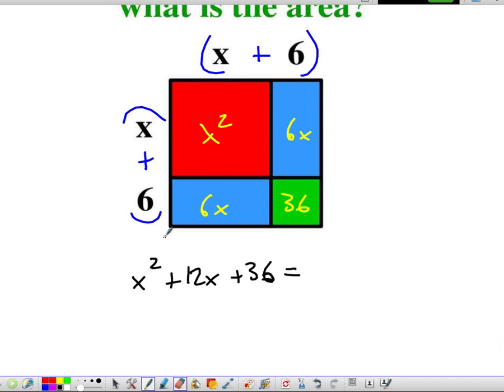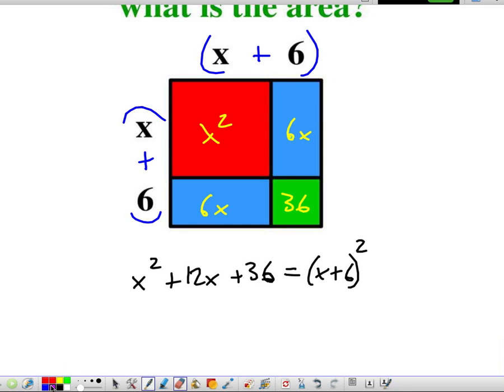Remember that there were two different ways to find the area of this shape here. We can add the individual areas together, or we could multiply the dimensions. In this case, the dimensions are the same, so I can write it as x plus 6 squared.